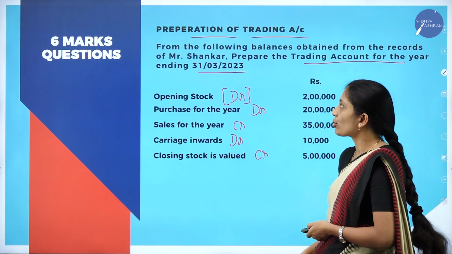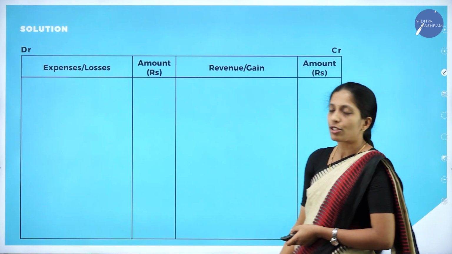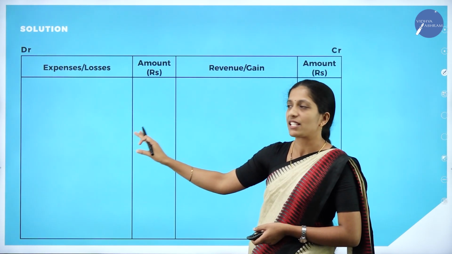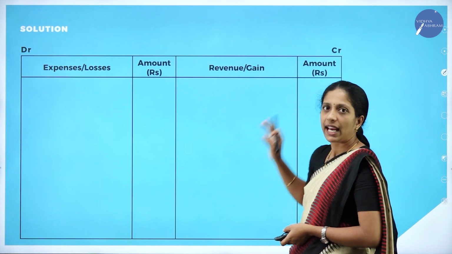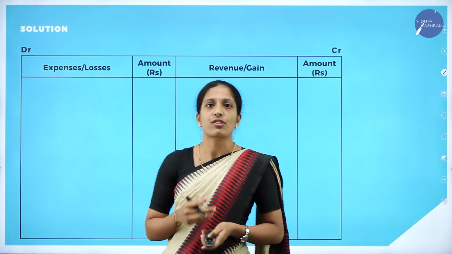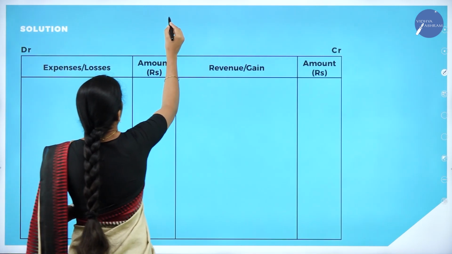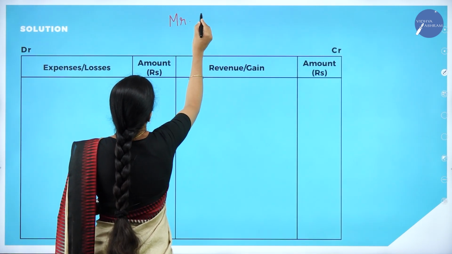So we shall start the solution here. So this is the solution and I have already drawn the format here. So on the debit side it is expenses or losses, amount, and revenue or gain, amount. So how do I start your solution? First write the name of the trader. So that is Mr. Shankar.